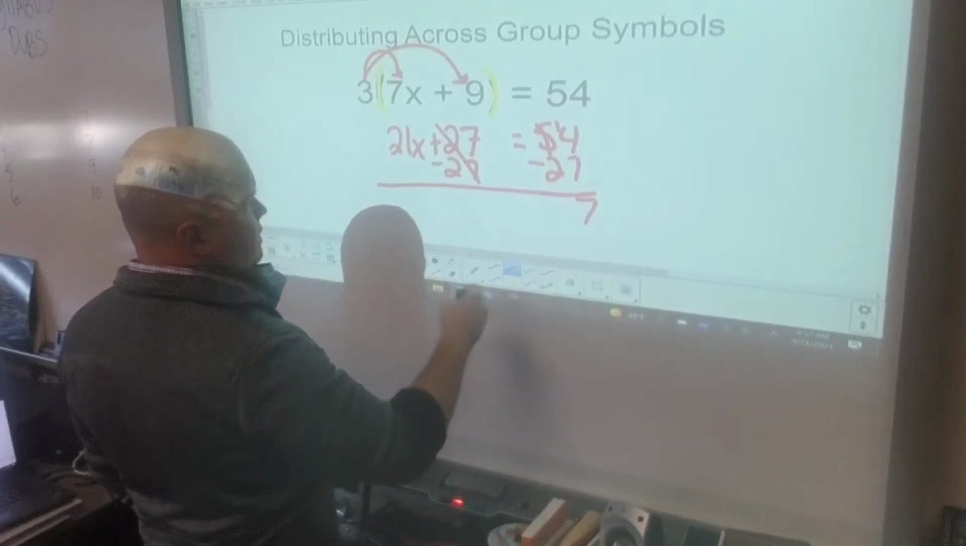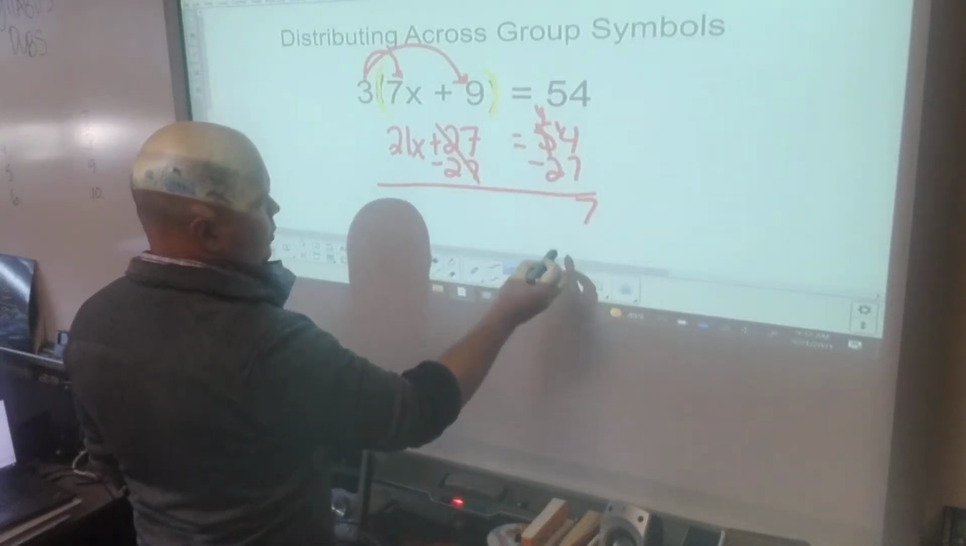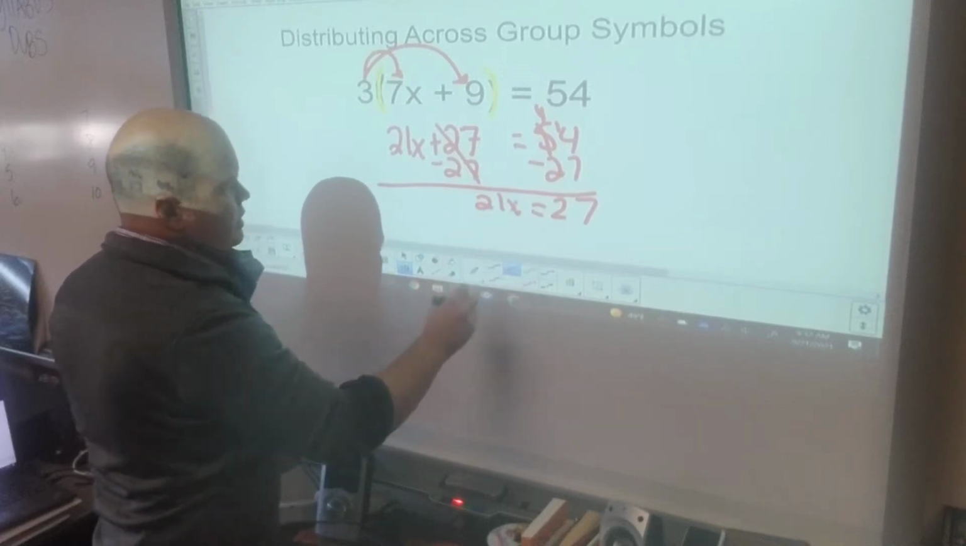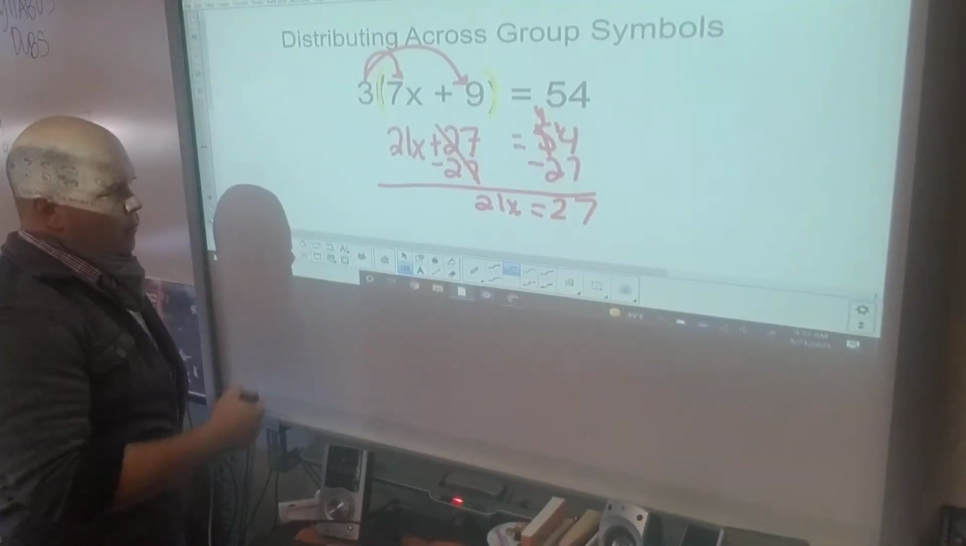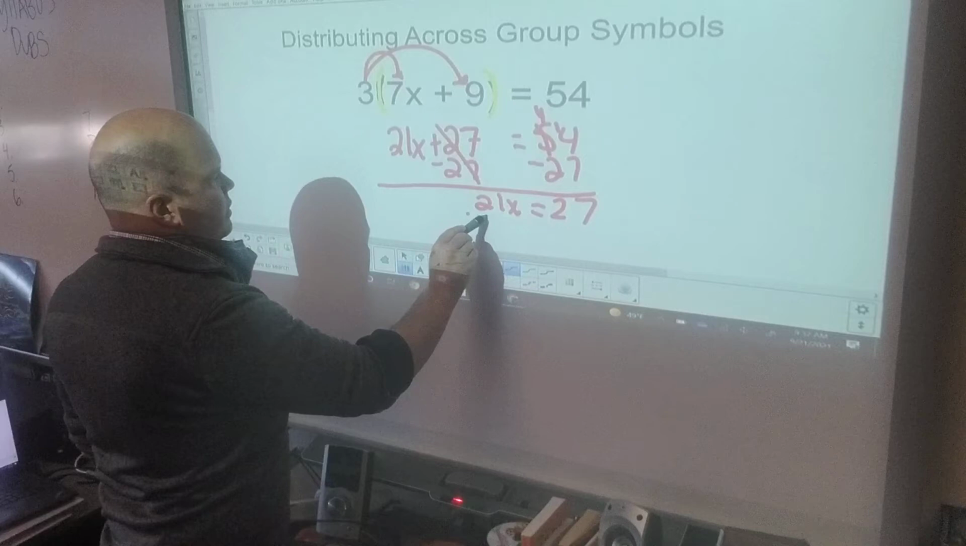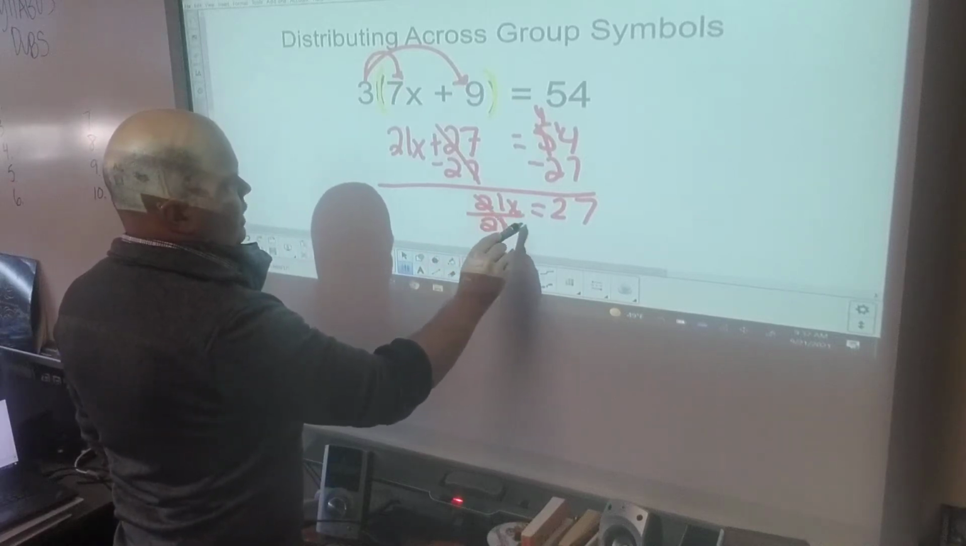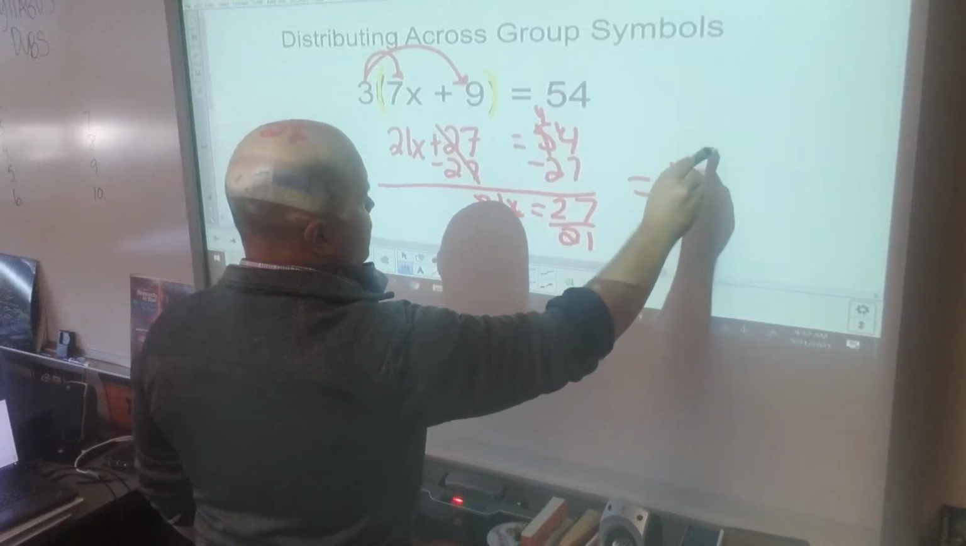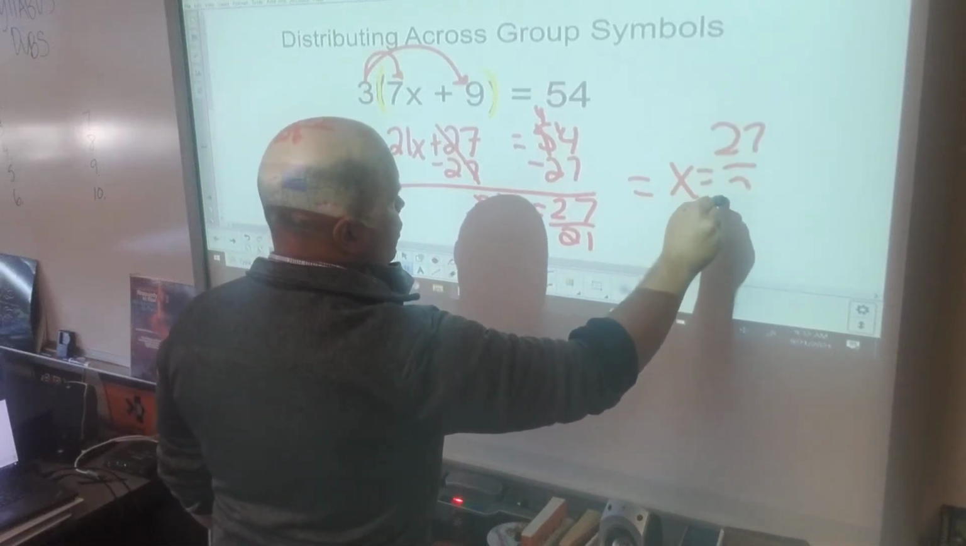14 minus 7 is 7. This becomes a 4. 4 minus 2. So I'm left with 27 there is 21x. Okay. If I'm multiplying x by 21, to get rid of that 21, I just divide it by 21. And I'm left with x equals 27 over 21.